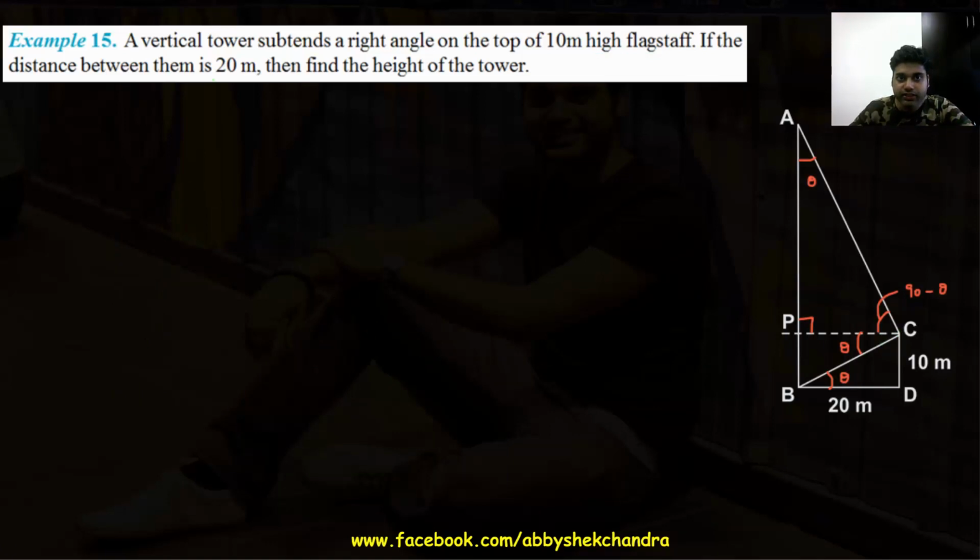Fine. If the distance between them is 20 meters, so this is the tower, and this is the flagstaff. The distance between them is 20 meters. Find the height of the tower. So we need to find AB. Now let's say angle CBD is theta. Drop a perpendicular from C on AB, so you get PB as 10 meters.